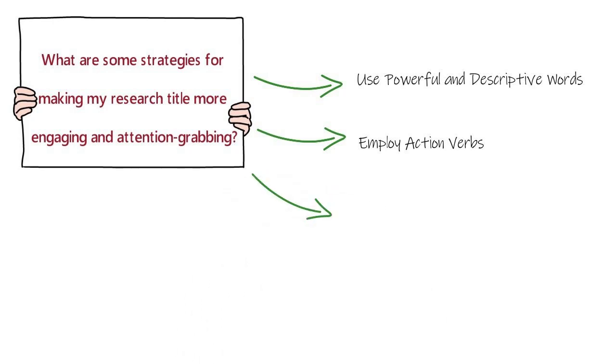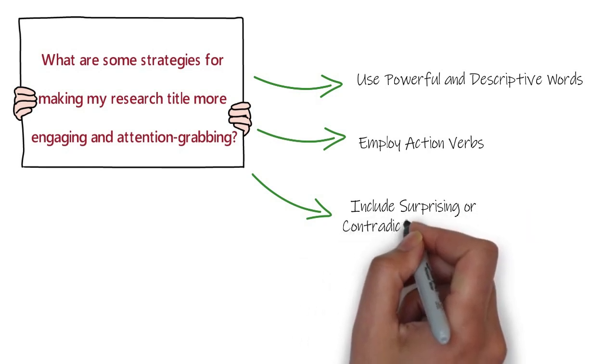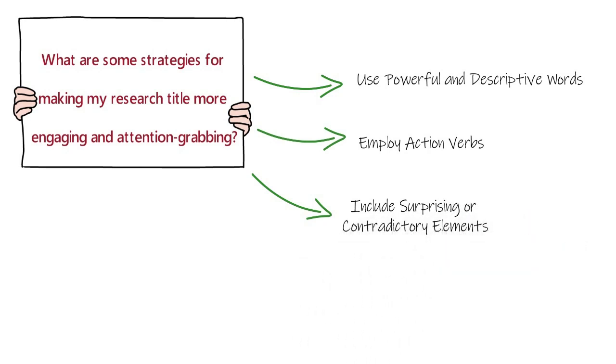Include surprising or contradictory elements. Incorporate surprising or contradictory elements in your title to generate interest. This can involve unexpected findings, approaches, or controversial aspects of your research. However, ensure that the elements accurately reflect your study and are supported by evidence.